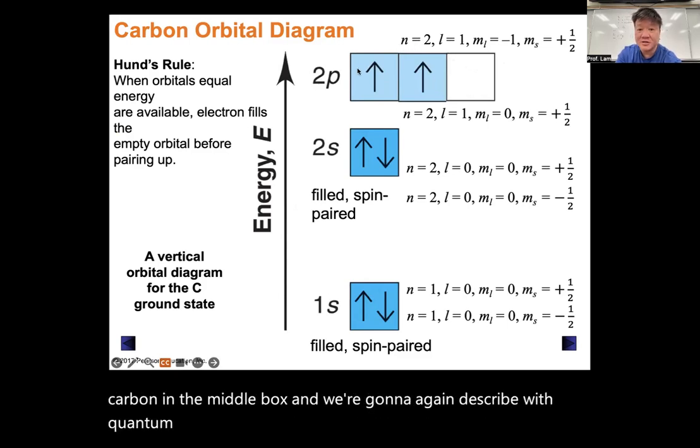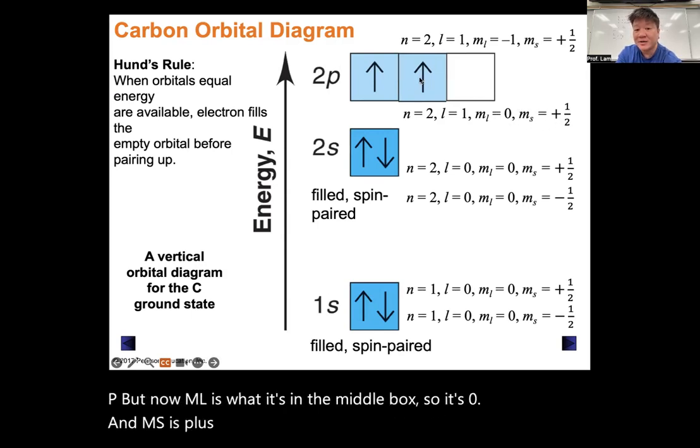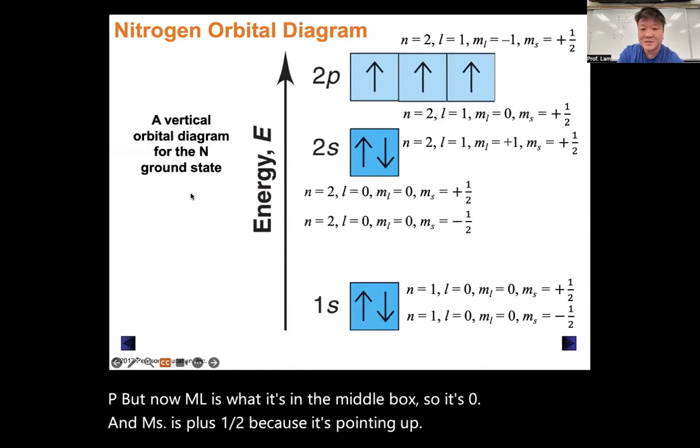N is equal to 2 due to that. L is still 1 because it's P. But now ML is what? It's in the middle box, so it's 0. And MS is plus 1/2 because it's pointing up. Right. Cool. Let's keep going.